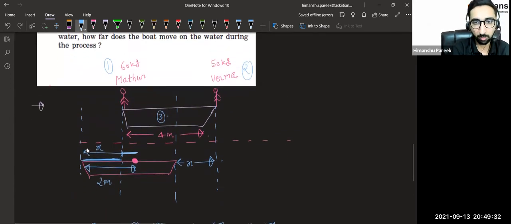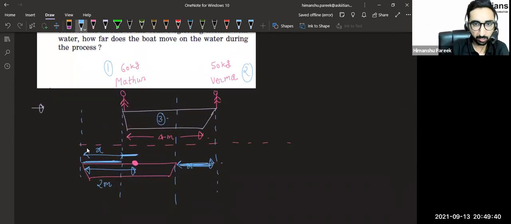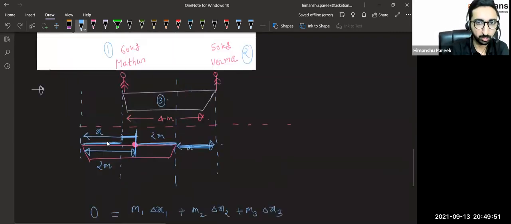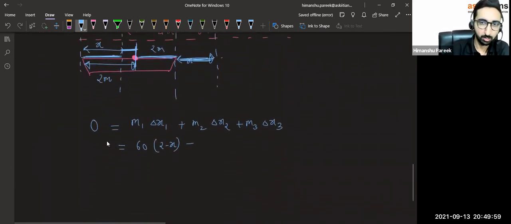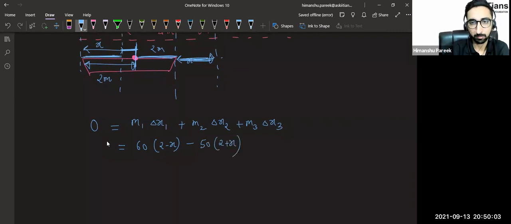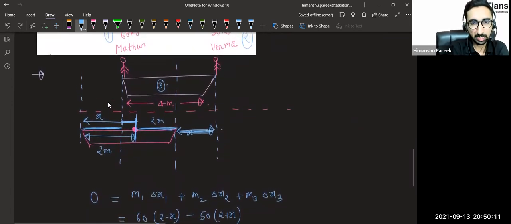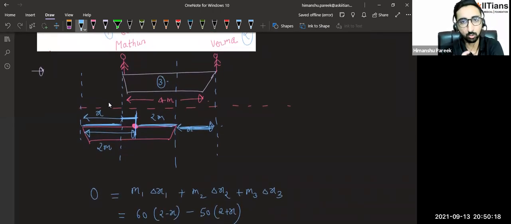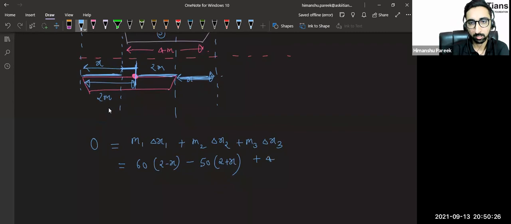If we talk about the second particle, Mr. Verma, how much distance has Mr. Verma moved? This is x and this is 2 meter because that's the middle of the boat. So Mr. Verma has moved 2 plus x. It is moving towards left. So we'll take the minus sign, right? Because change in position is happening towards my negative left side. So his mass is how much? 50 kg. So 50 multiplied by 2 plus x. Now let's come to particle number 3, which we have considered as our boat. How much distance has the boat moved? Of course, simple, x. No need to worry about it. And distance towards left. And what is the mass of the boat? 40. So we'll just mention 40 into x. Clear?